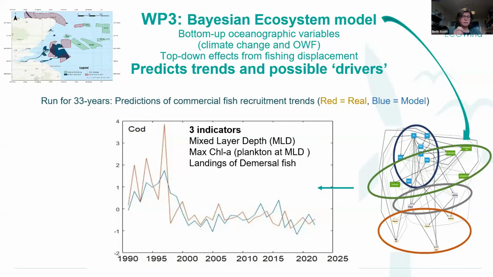What is being predicted, how that blue line is being predicted, is those three indicators: the mixed layer depth, the maximum chlorophyll, the plankton at the mixed layer depth, and the landings of demersal fish. Just those three things are getting us this quite good fit of a model, such that we can then play scenarios and change the physics and watch what happens.